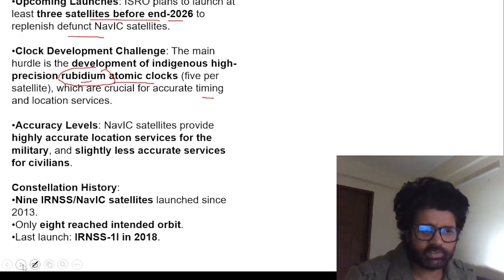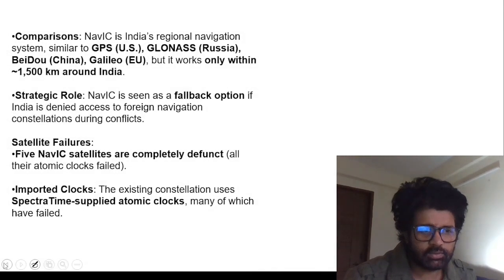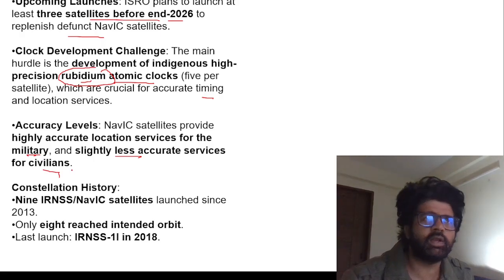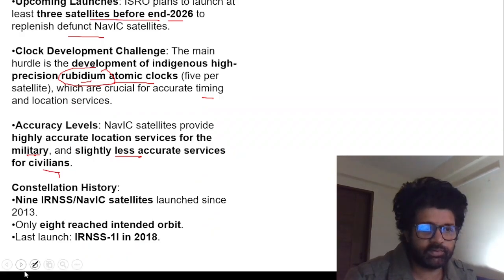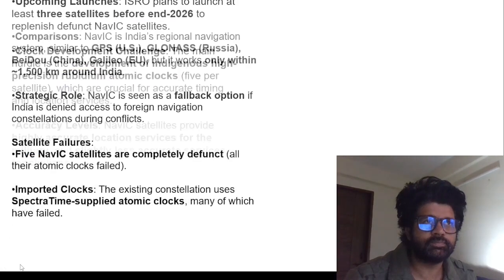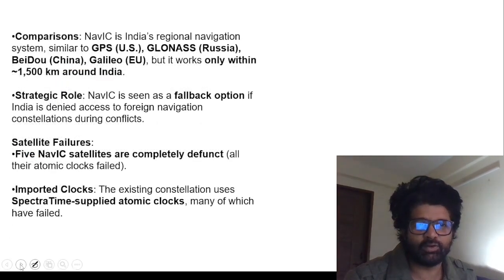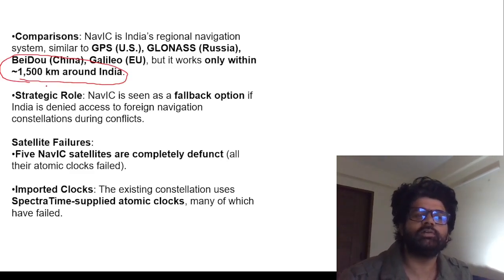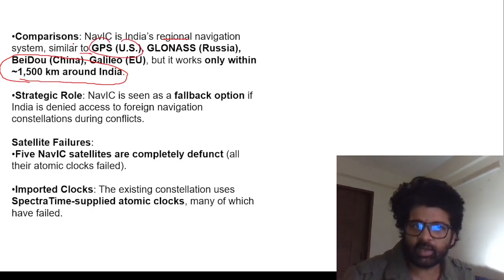We have talked about the basic things which we need to know. And this one thing: standard positioning services for civilians, and restricted services for military. So accuracy level is obviously higher for military services. It can also help us when we're fighting with Pakistan and all, because it's not only covering India, but 1500 kilometers around India. So it's India's regional navigation satellite system, similar, not exactly the same as GPS, which is global.